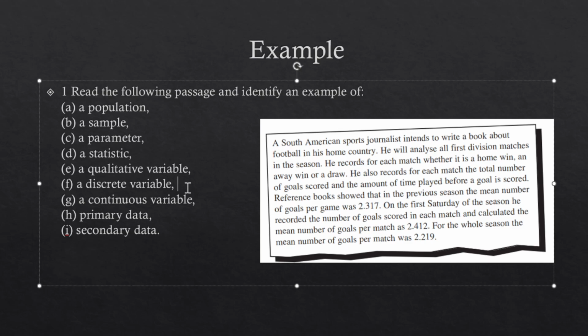All right. The next one is a discrete variable. A discrete variable could be, for example, the number of goals scored in each match. It would be discrete because you can only have a set number of values. You can have 1, 2, 3. You can't have 0.001 or 0.002. You can only have set values, right?